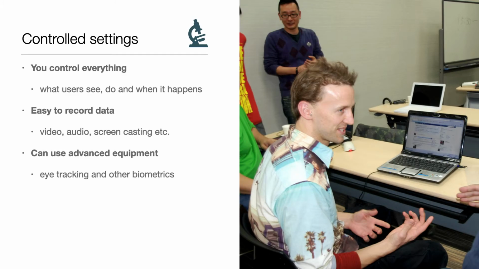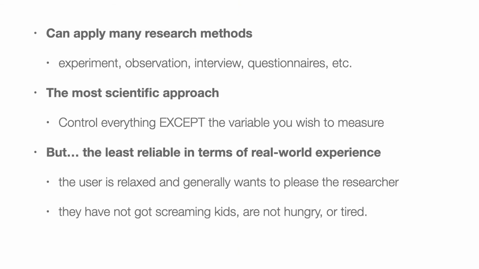A controlled setting is, like I said, in a lab. You control what people see, you control what they do, it's easy to record, you can use advanced equipment, and that's wonderful. You can apply many research methods, so observation, interview, questionnaire, and it is the most scientific way of doing things. But it's not necessarily the best, because people doing experiments like to say things that please the scientist. So maybe it's worth looking over that.